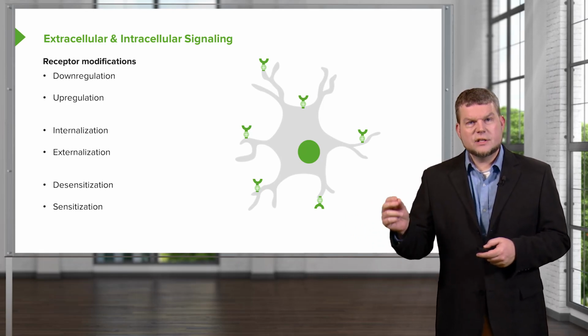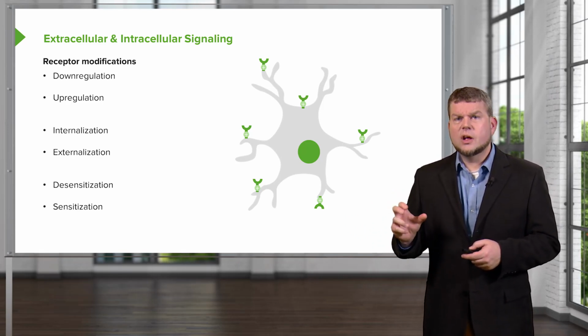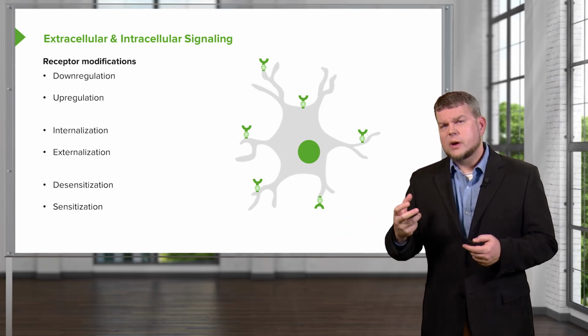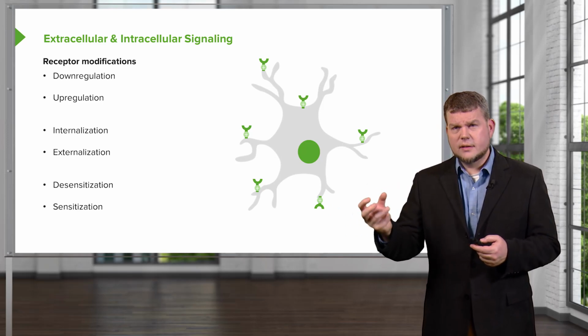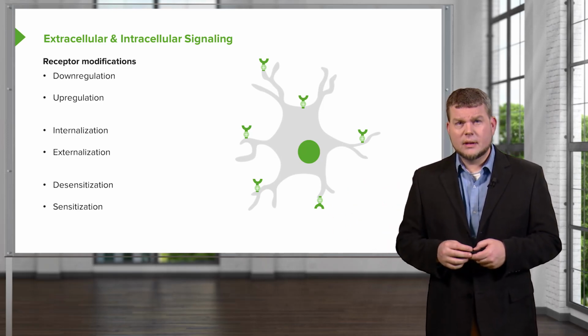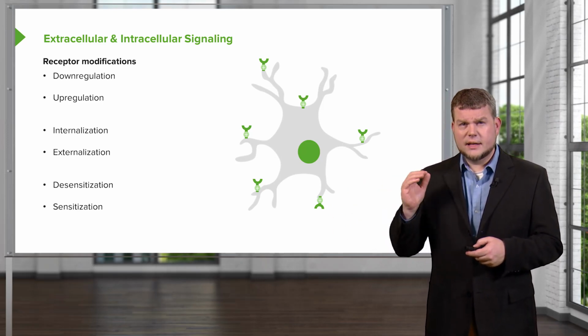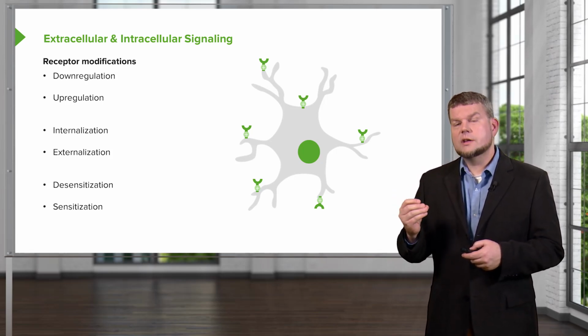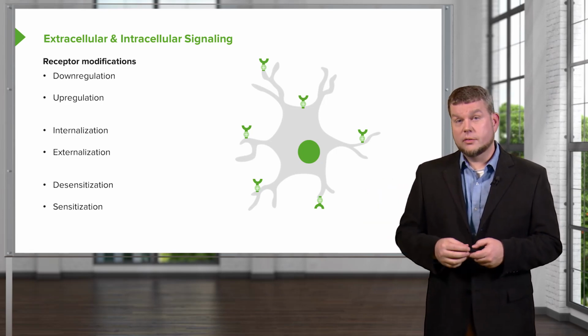The internalization and externalization of receptors are usually certain target tissues' strategy to deal with the types of signals they're getting. While the upregulation, downregulation, desensitization, and sensitization are ones which you can control to a little greater extent.